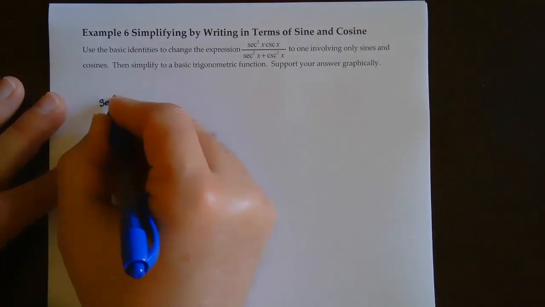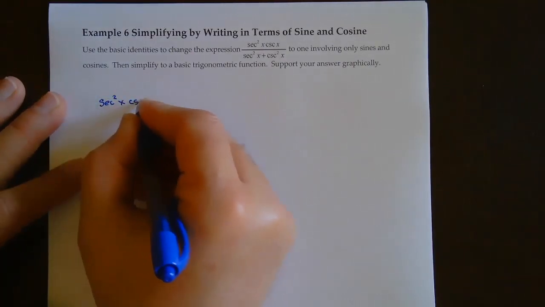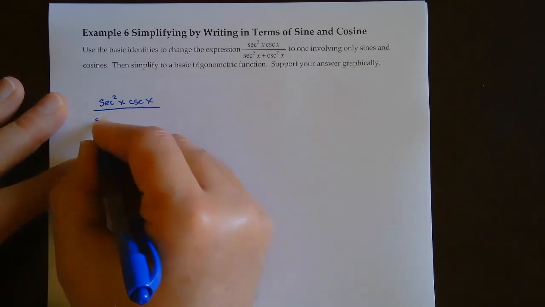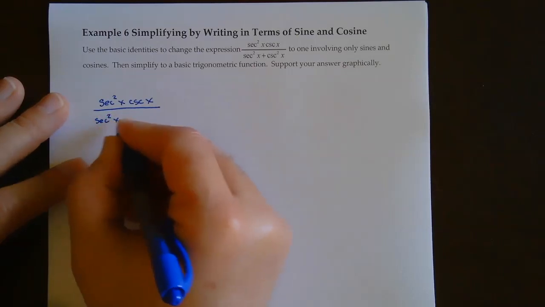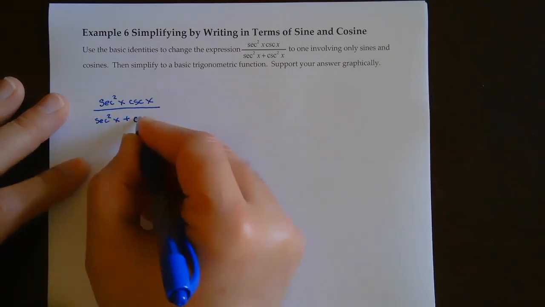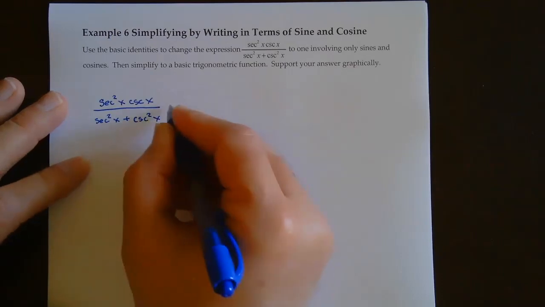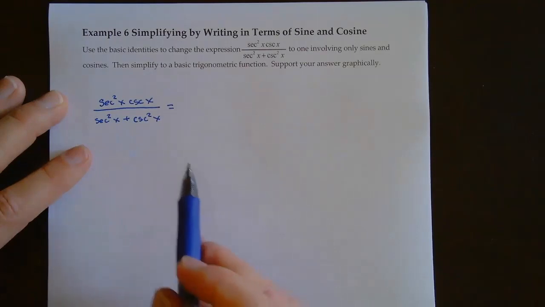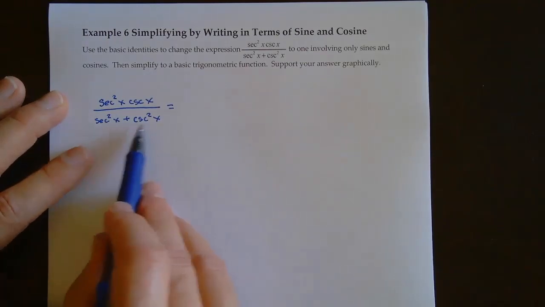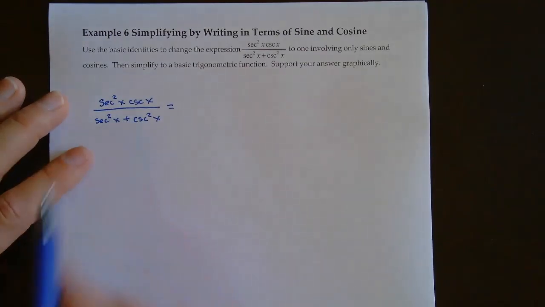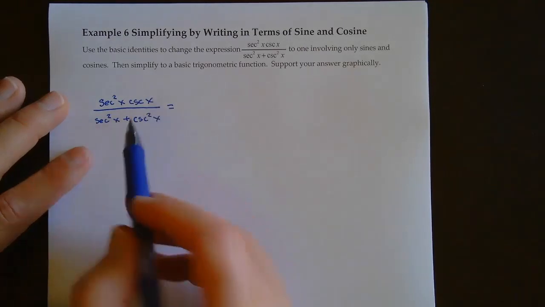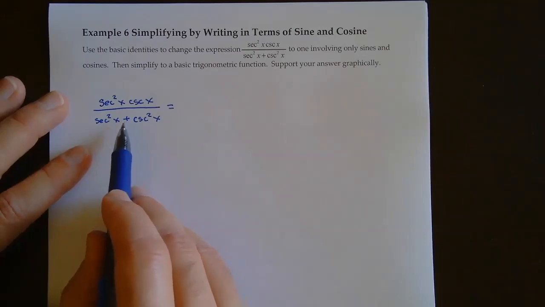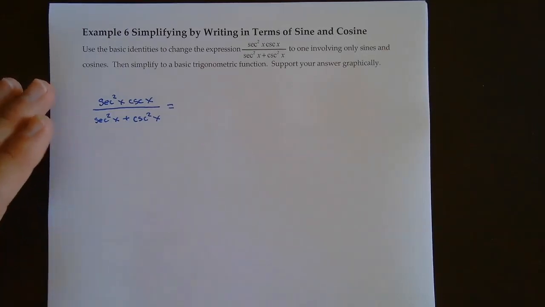So secant squared x cosecant x over secant squared x plus cosecant squared x. Okay, I want to make this really clear. These secant x's do not cancel because this is a sum down here. Now, if this was a product, they would, okay? And actually one of these cosecants would cancel too, but this is a sum, not a product, right? So we can't cancel. We can't do that, all right?